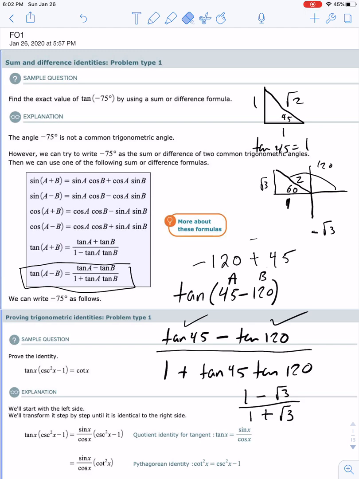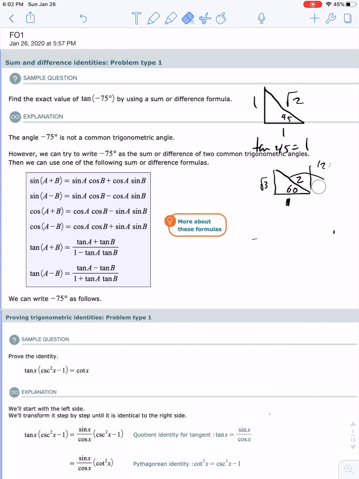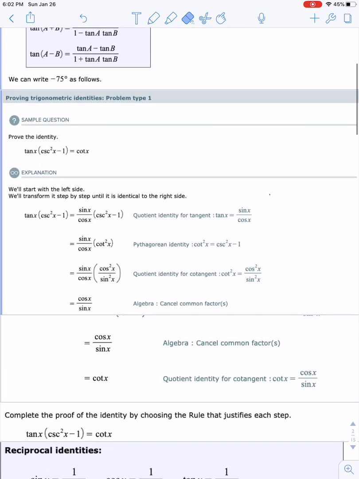Okay. In the next problem, we are asked to prove an identity. So proving trigonometric identities of problem type 1. There are a couple of steps that you should always think about when trying to prove trig identities, or even when simplifying trig identities. Always look for any possible substitutions, especially if you have a 1 and something squared. Think about your Pythagorean identities. So always look for direct substitution when possible.